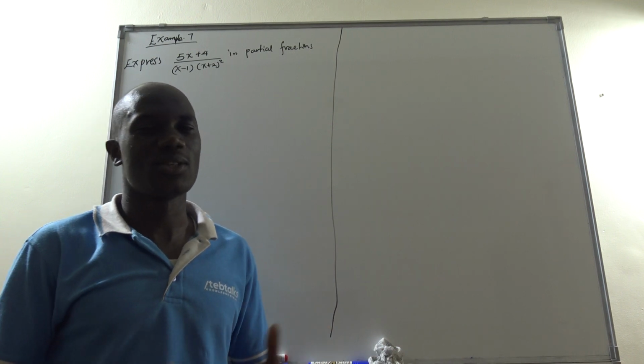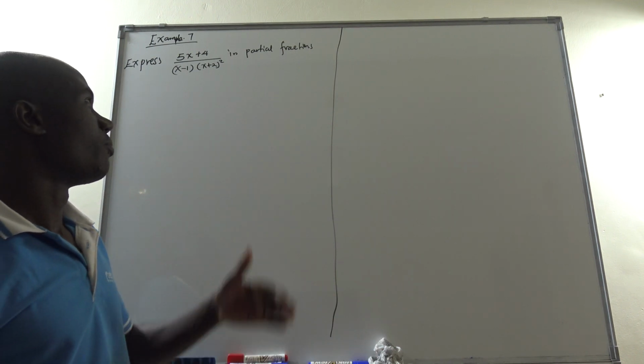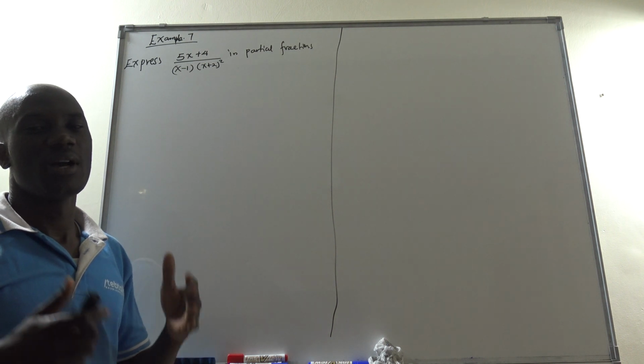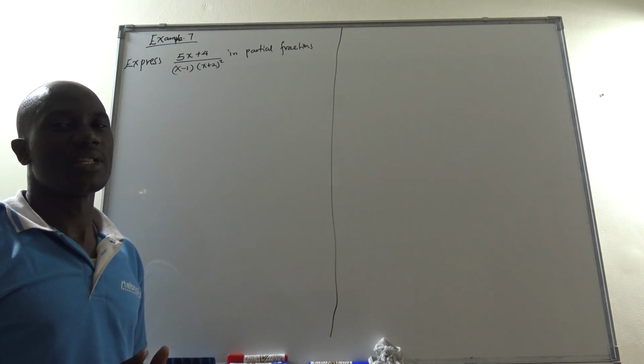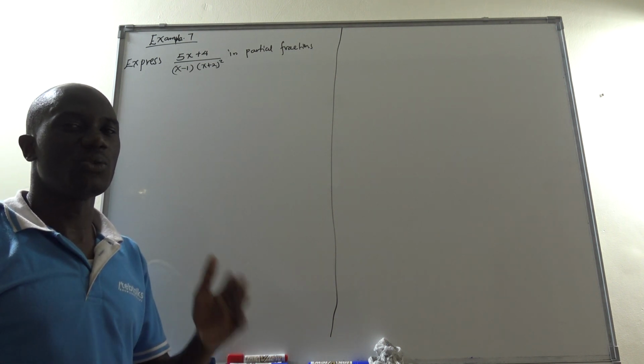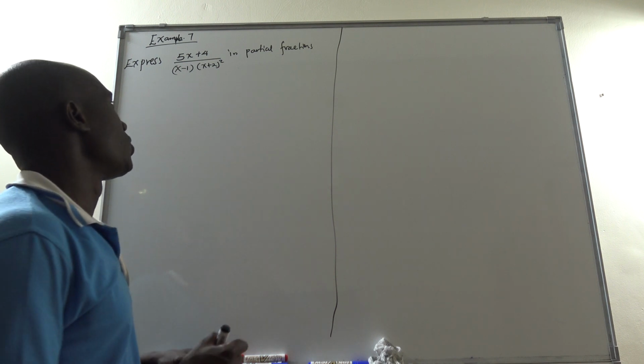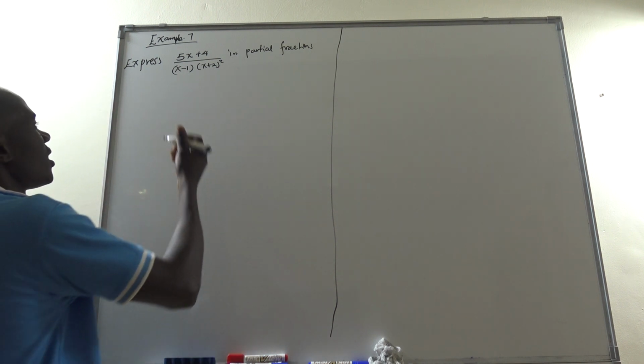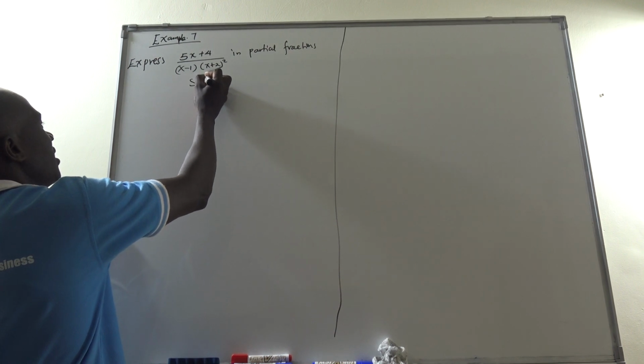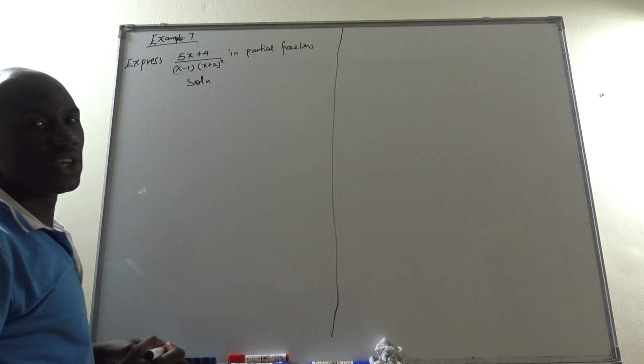Welcome back. We are still moving on with a new episode. More examples related to how to express a certain given fraction into partial fractions. So, still we are dealing with a scenario where the denominator has a repeated root.